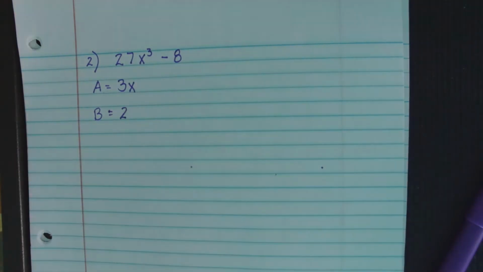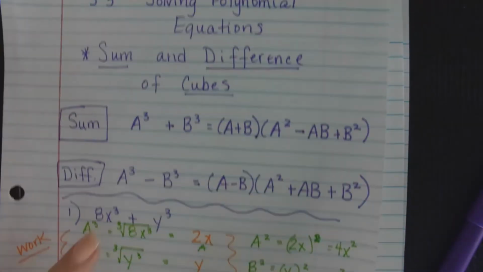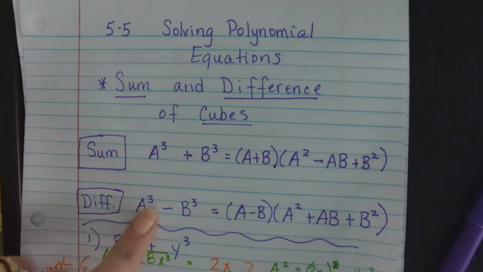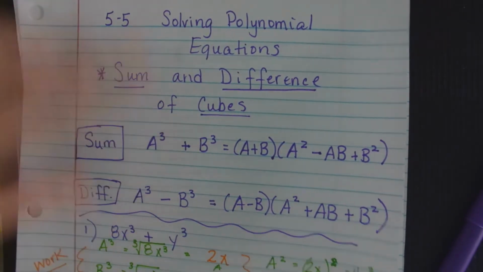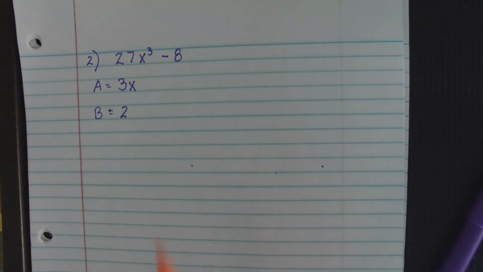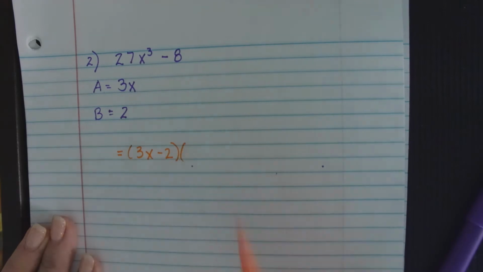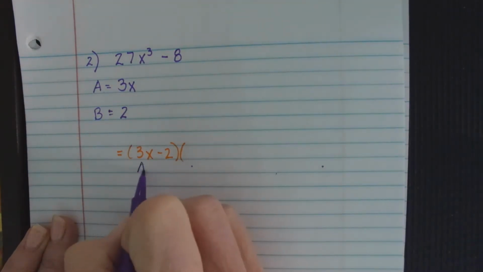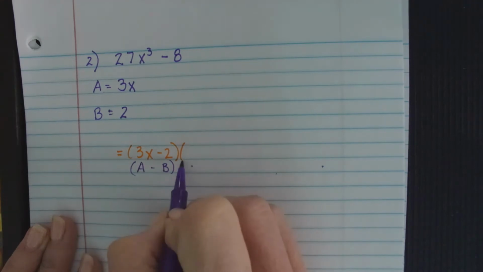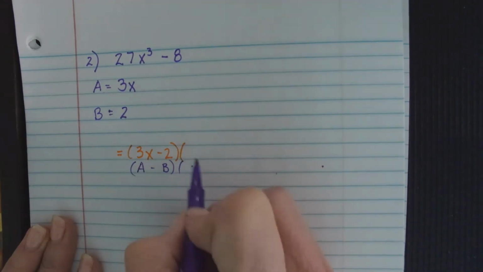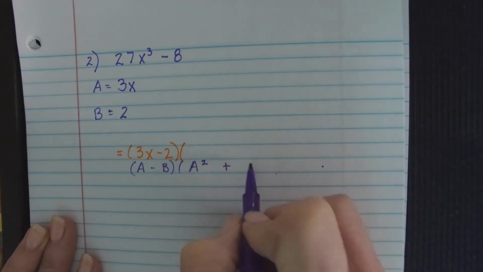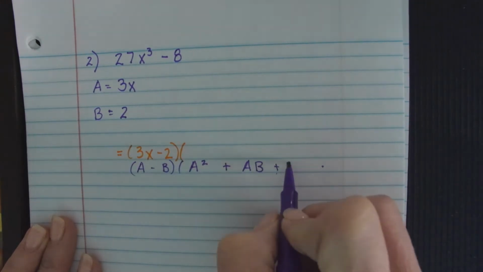Okay, so we'll go ahead and do the formula. Quick reminder, we are using this formula here, the difference. So we are going to have A minus B, which is 3x minus 2. That's almost the easy part here. So the next part is, I'm going to go ahead and write it, A squared plus AB plus B squared.